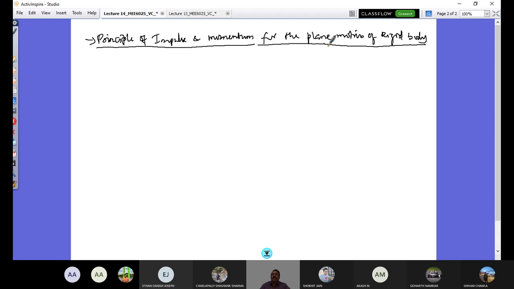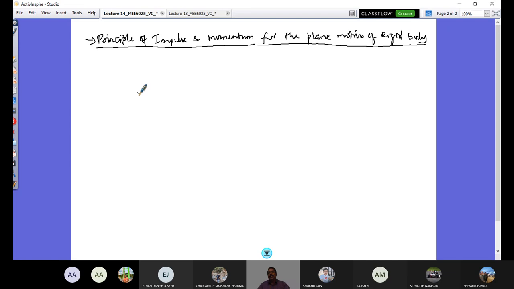So you know what you mean by plane motion? It is 2D motion where simultaneous translation and rotation take place. So classical examples are the one which I have just now told, the rolling motion of the wheel of your passenger car, which is a classical example of general plane motion, right?